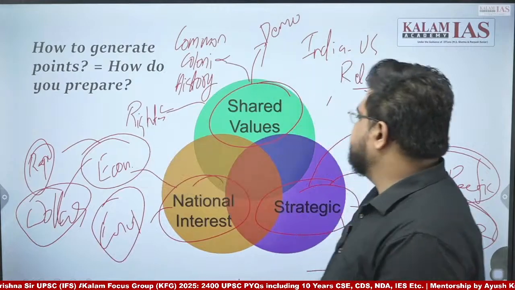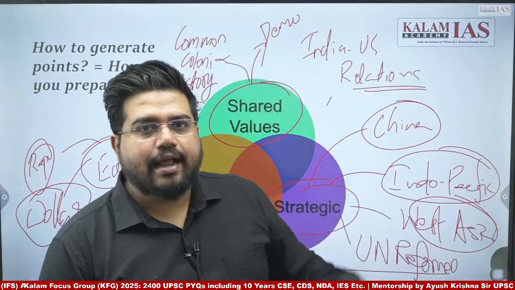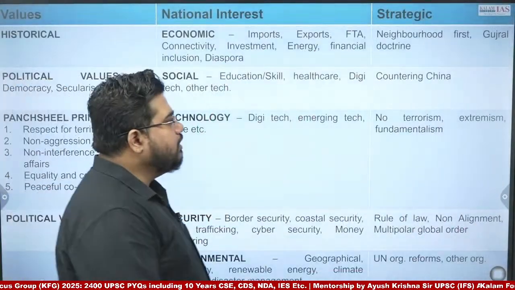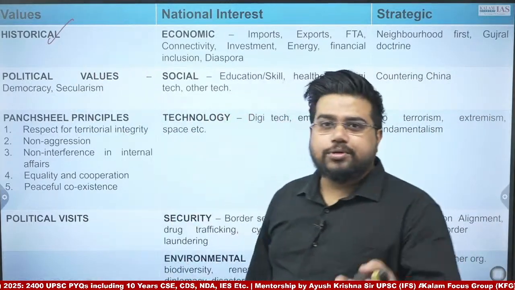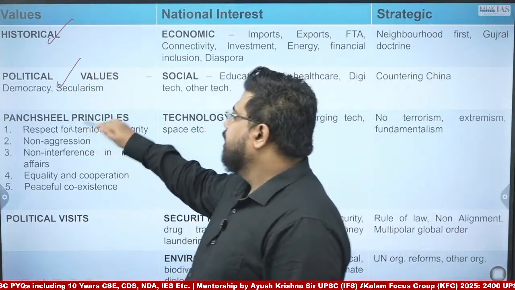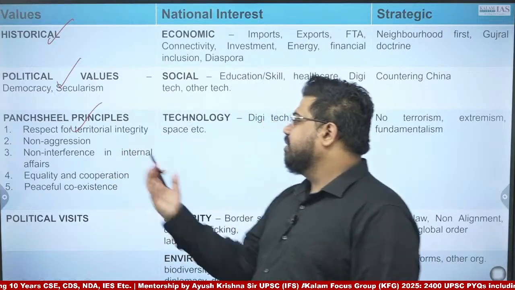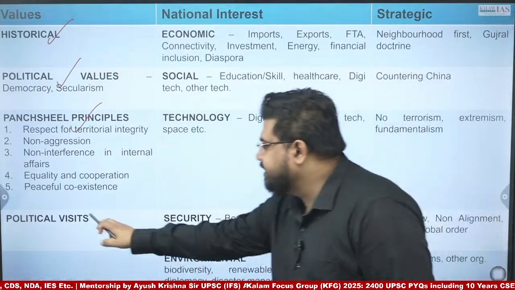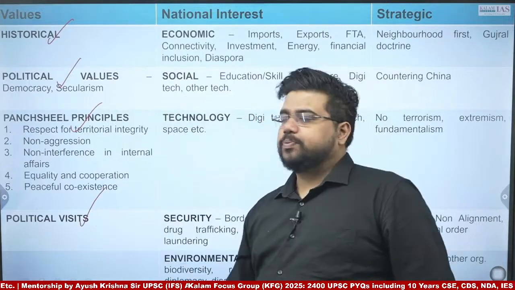So here also, the basic requirement is to divide the demand of the question into 2 different headings and give 5 points. For generating those 5 points, you have this framework. And what to think under each of these categories, you have a detailed overview here. You can think about common history, like the colonial history we have discussed for the US. You can think about political values like democracy and secularism. Panchsheel is a value principle of India's foreign policy, which includes respect for territorial integrity, non-aggression, non-interference in internal matters, equality and cooperation, and peaceful coexistence. Recent political visits, where the Prime Minister has visited the country, you can always use in your value perspective.